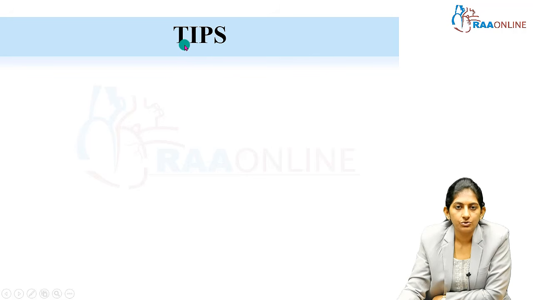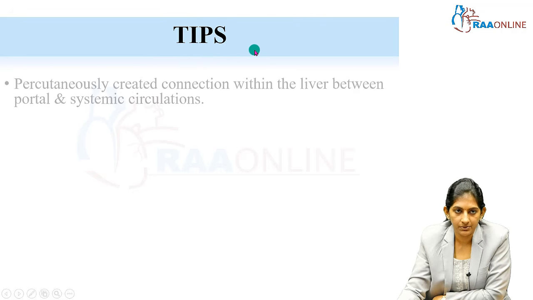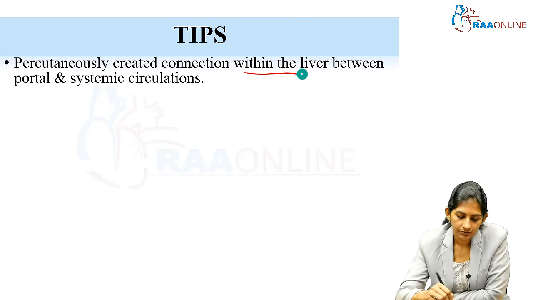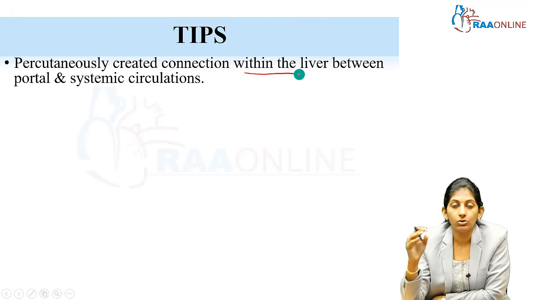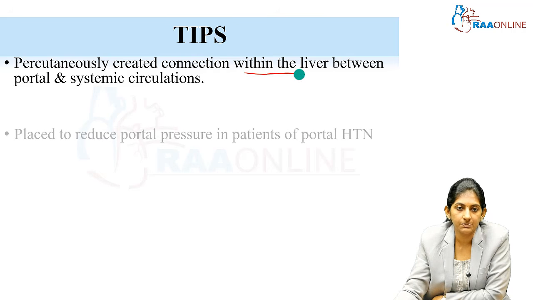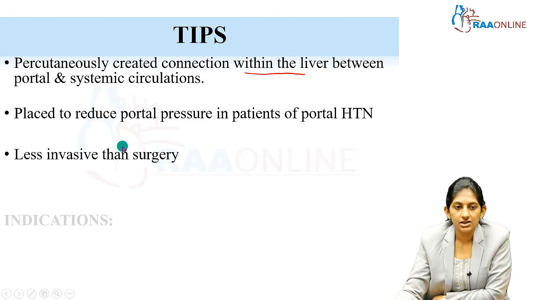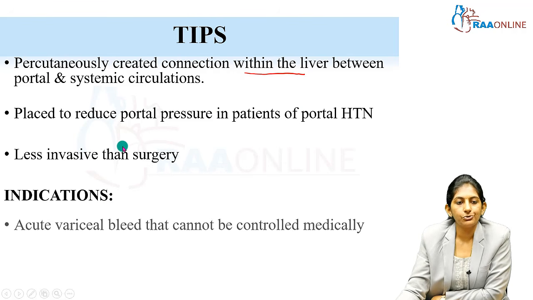TIPS: transjugular intrahepatic portosystemic shunt. This is the expansion of TIPS. Percutaneously, we create a connection within the liver between the portal and the systemic circulation. This will definitely reduce the portal pressure in patients with portal hypertension. It is less invasive than a surgical procedure. So when are you going to do TIPS?